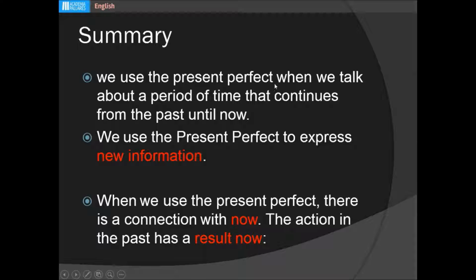Okay, so a summary for all. So we use the present perfect when we talk about a period of time that continues from the past until now. We use it also to express new information, and we use it when there is a connection with now. The action in the past has a result now.